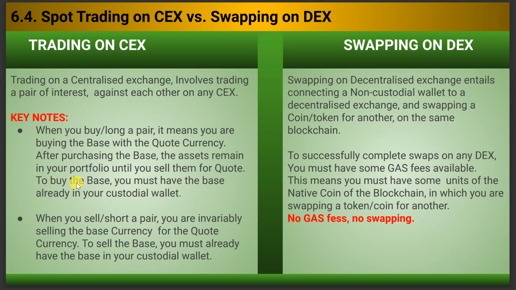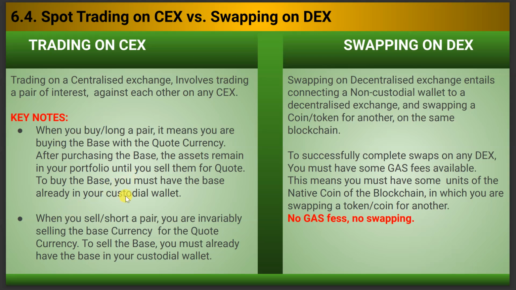No, this is wrong. There's a typographic error. I was supposed to write the quote, not the base. To buy the base, you must have the quotes already in your custodial wallet. A custodial wallet is a wallet that is in your exchange. Remember, Bybit, Binance, Bitget, KuCoin, and all that.